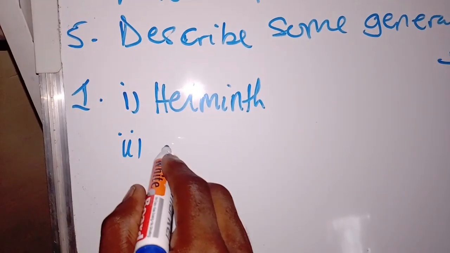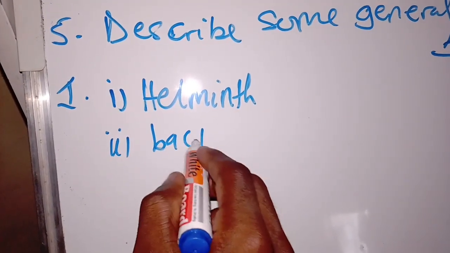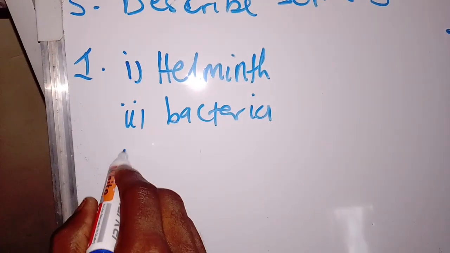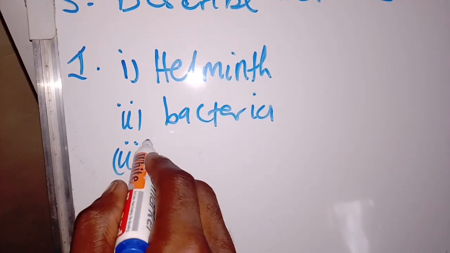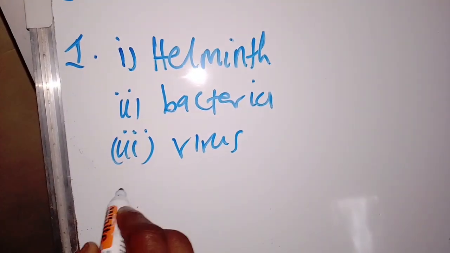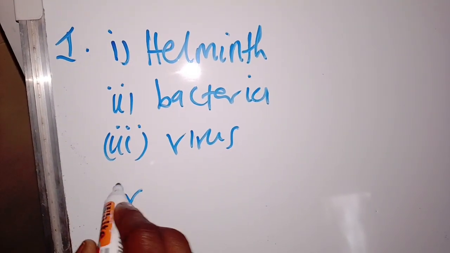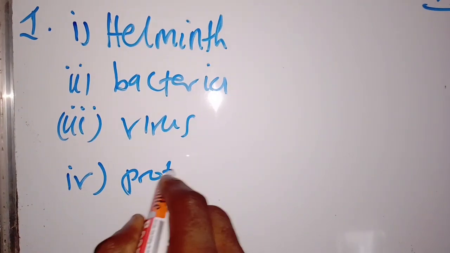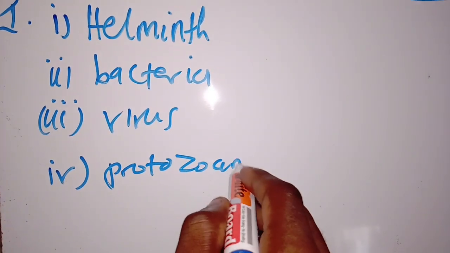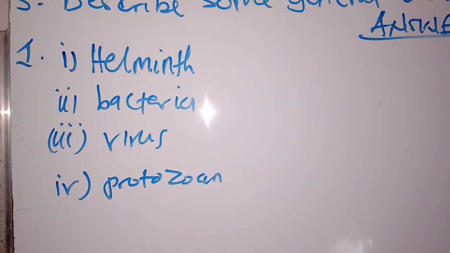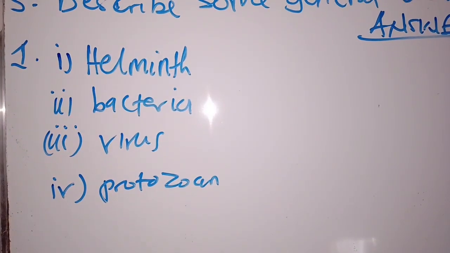Number 2, bacteria. These are different microbes. Number 3, virus. Number 4, protozoan. Okay, causing malaria, right? Yeah. So you need to know about this.